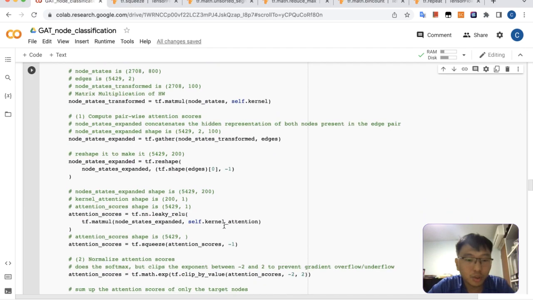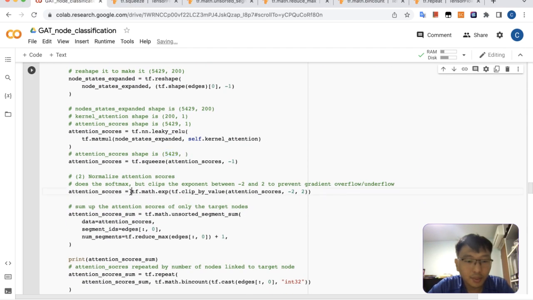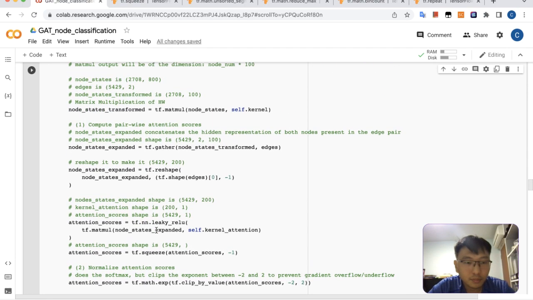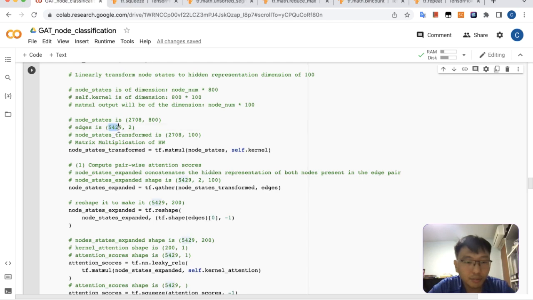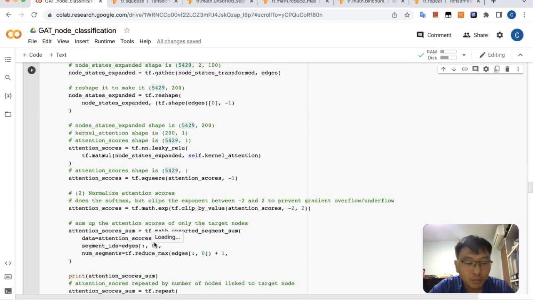Okay, so my initial one is 5429. Okay, and then we have this attention scores here, which should also be of this same shape. Okay, what shape is my segment IDs here? Ages 0 is, I believe, of shape 5429 also. But we have different segment IDs here.